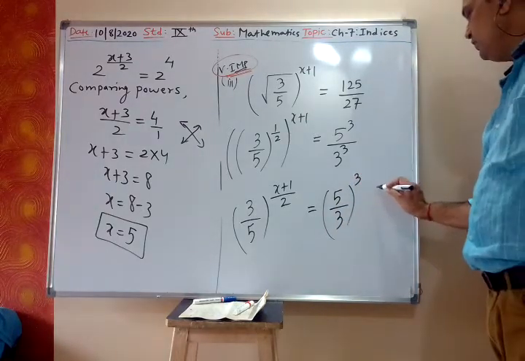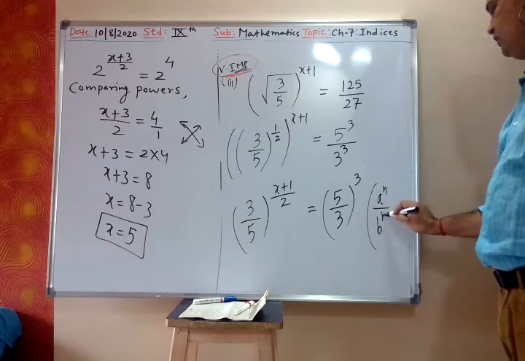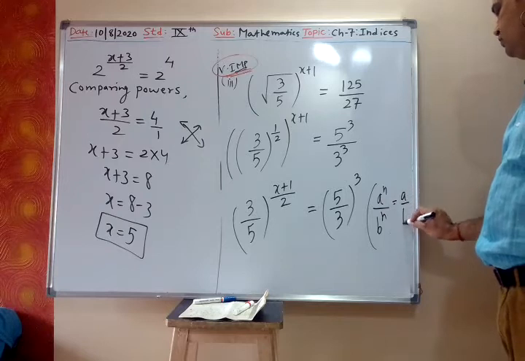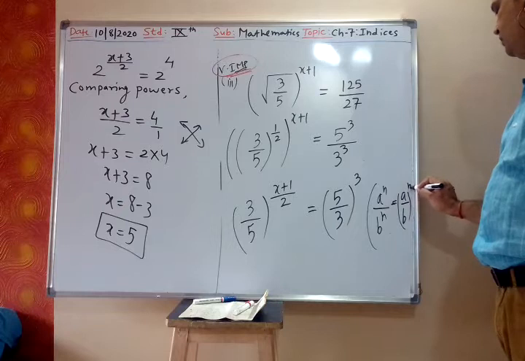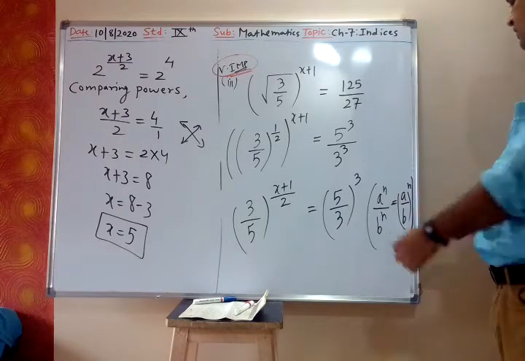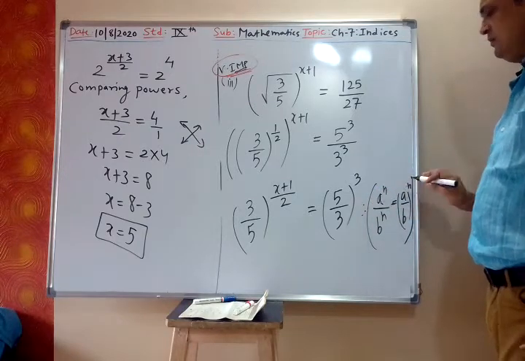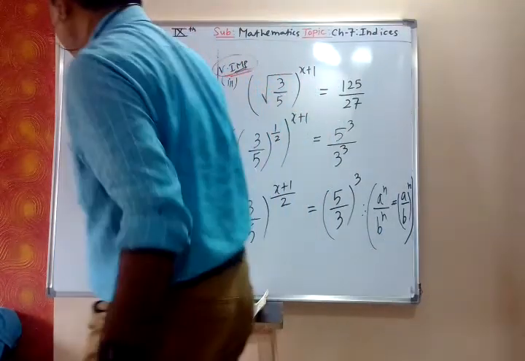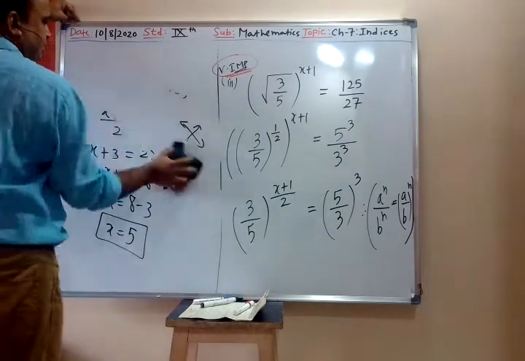Which result have we used? We have used a raised to n upon b raised to n, I can write as a by b whole raised to n. This result I have used, which I have just explained to you.